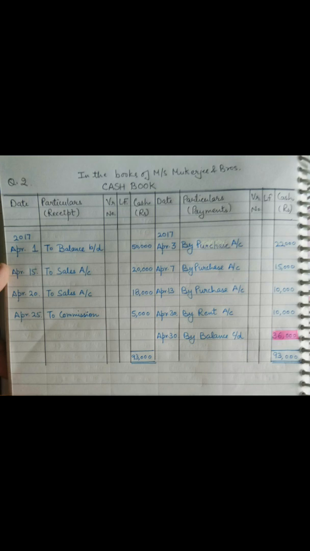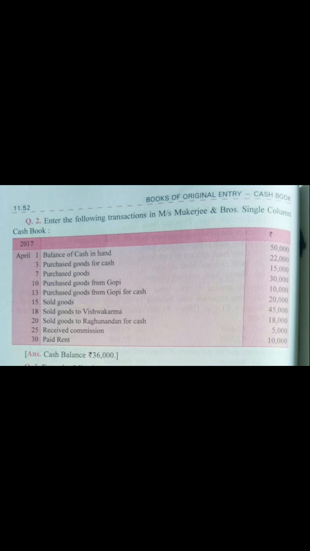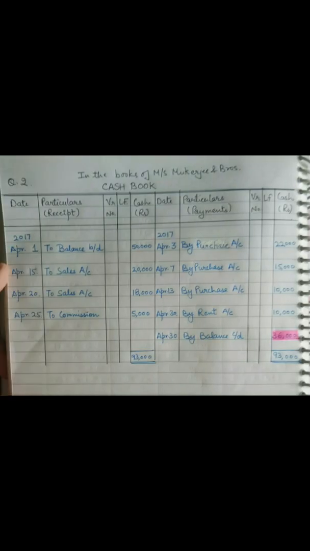Now the last entry is on 30th April, paid rent of 10,000. As we are paying rent, we would consider this entry as a cash entry. So we have to write this entry on the credit side, that means on the payment side. See, in the date column I have written 30th April, and by rent account, that is 10,000, to be written in the cash column. Now we have completed all the entries in the cash book.